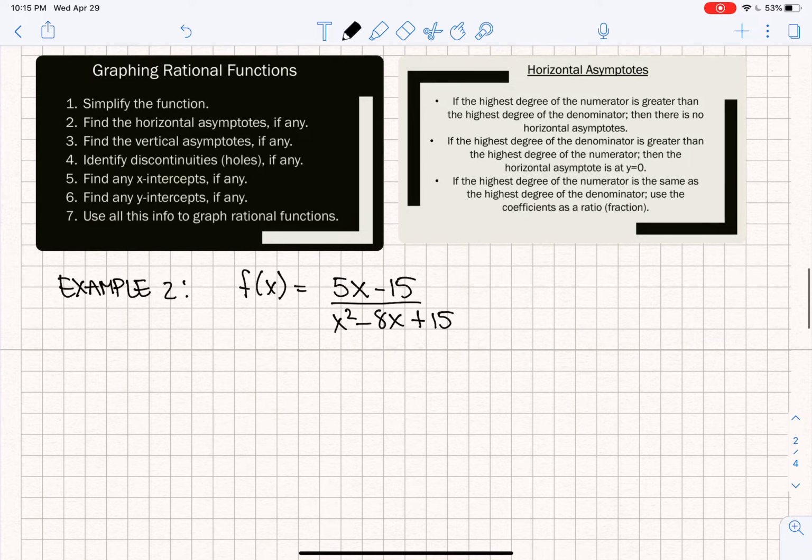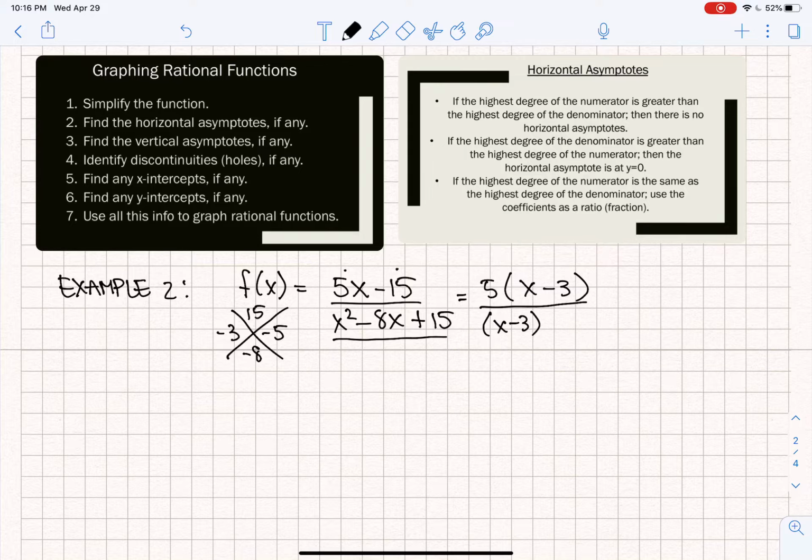Let's do the same thing for this next function. I have to simplify the function, and this one I can simplify. I could factor out a 5 here, x minus 3. And then I can play the x game here to factor. What two factors multiply to 15 and add to negative 8? Negative 3 and negative 5. When you multiply them, I get a positive 15. When you add them, I get a negative 8. Write it in factored form.